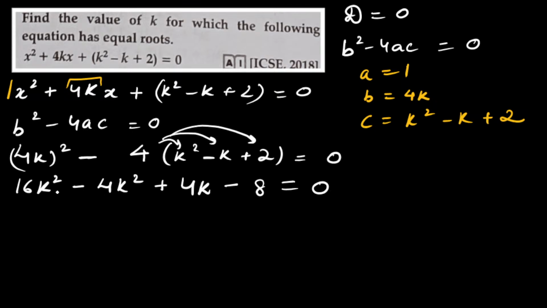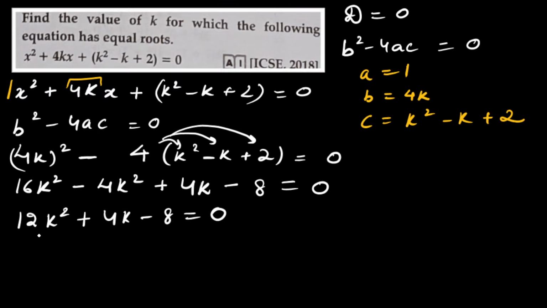Now 16k square minus 4k square. These are like terms, so like terms we can simplify. 16 minus 4 is 12. So 12k square plus 4k minus 8 is equal to 0.